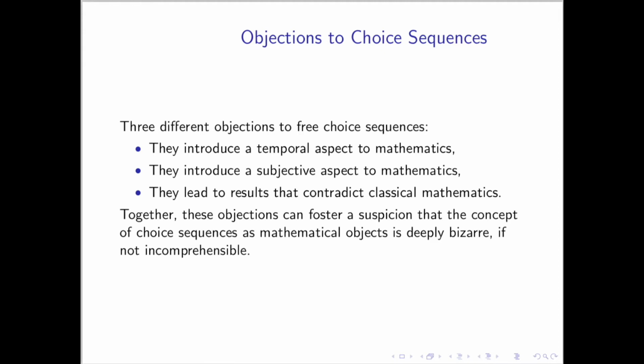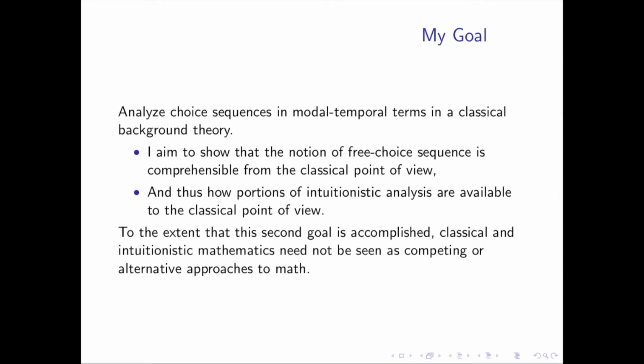Against these three objections, I'm going to offer a theory of free choice sequences. And in particular, I'm going to offer a theory of free choice sequences in a classical background framework using the resources of modal logic. So I have two main goals here. The first one is just to show that the idea of a free choice sequence is perfectly comprehensible. We can make good sense of it. And because I'm trying to do this in a background classical theory, to the extent that I'm successful in redeveloping the ideas of intuitionistic mathematics that are built on free choice sequences, this would give us a window into viewing intuitionistic analysis and classical analysis as being perfectly compatible. So there's no fundamental contradiction between these two approaches or aspects of real analysis.